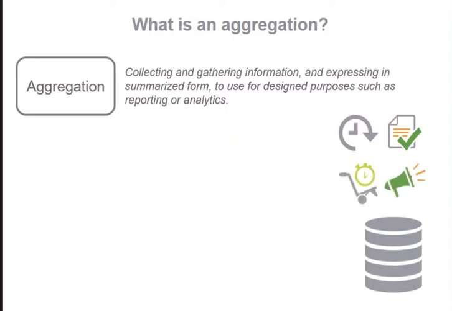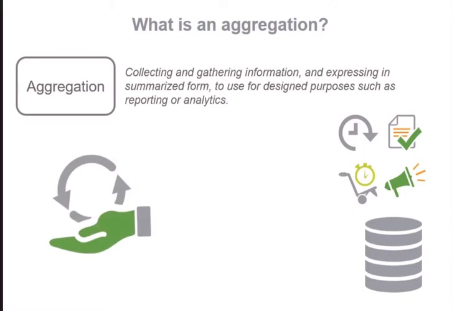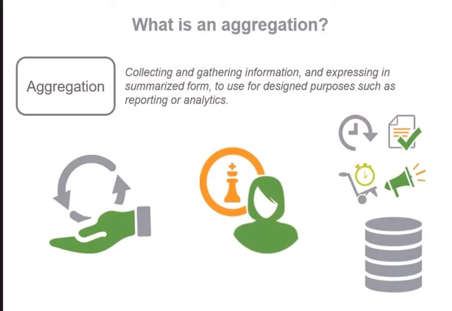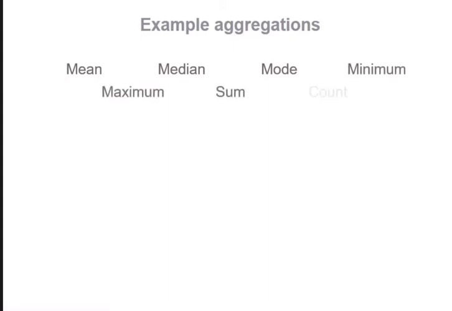Overall, aggregations help businesses to assess and process large amounts of data easier. This in turn helps a company with efficiency, strategy, marketing, and more. With these examples in mind, what are some common aggregations that are used with data? Let's take a look. The aggregations that we will cover are mean, median, mode, min, max, sum, and count.